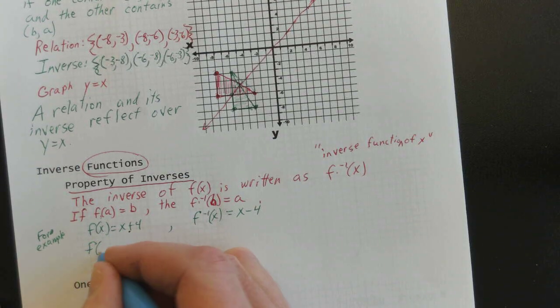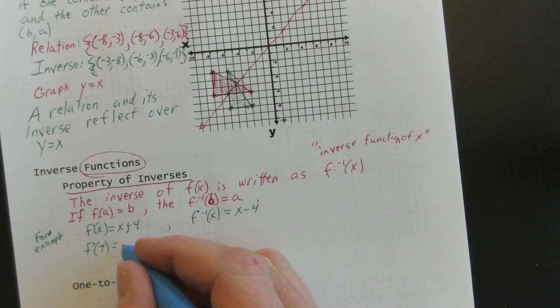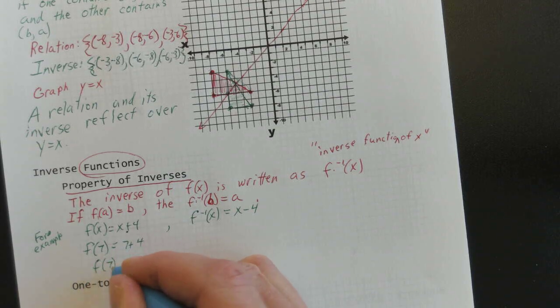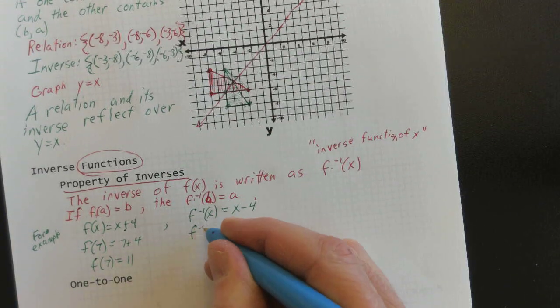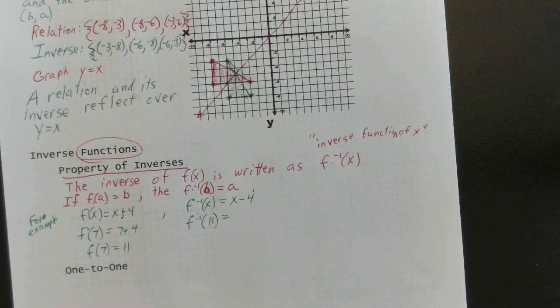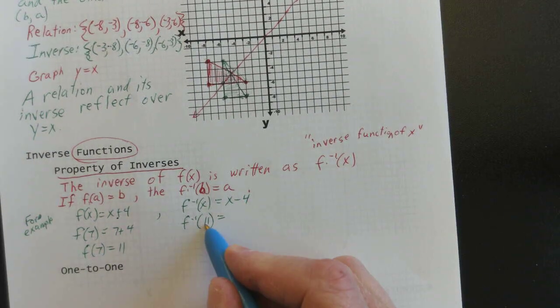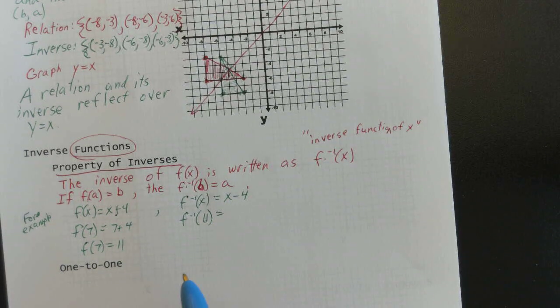So, what's f of 7 here? You take 7 plus 4, which is 11. All right. Let's then take the inverse function of 11. What would we do here? Inverse function of 11. Natalie? Oh, sorry. Okay.